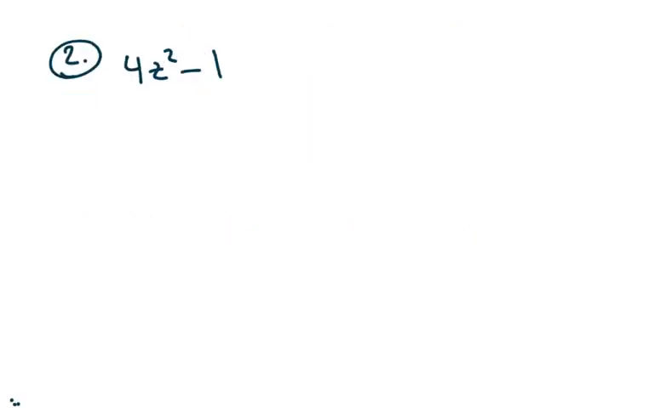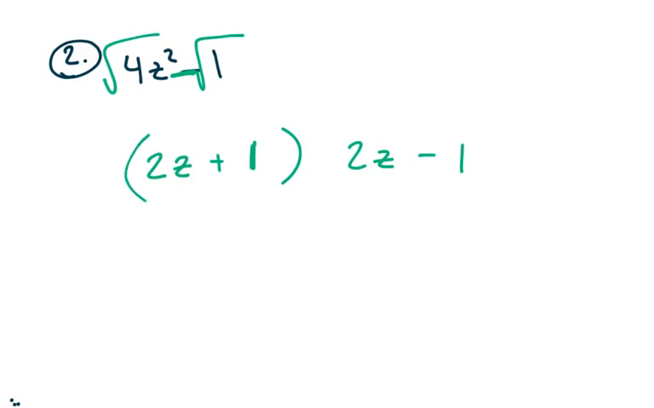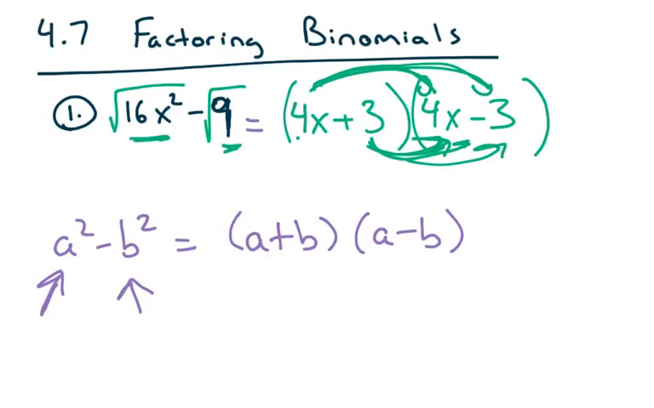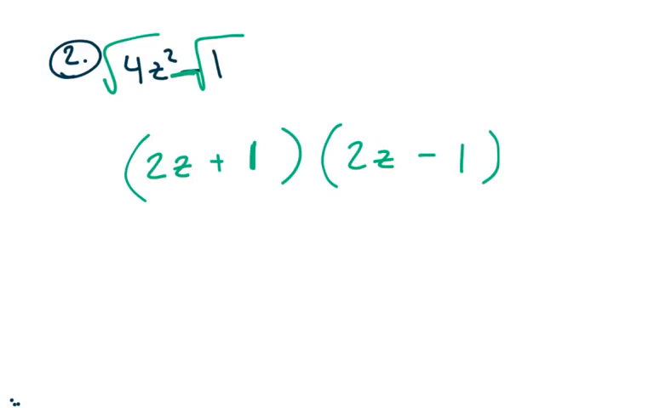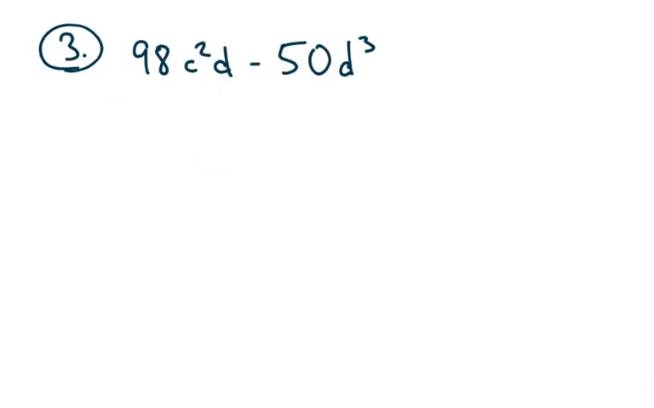So here we have 4z squared minus 1. Again, because I can take the square root of both of these, and there's a minus sign, this breaks down to the square root of 4z squared, which is 2z, and the square root of 1, which is just 1, plus or minus. And the order doesn't matter. It could go plus, minus. I think in the previous video, plus and minus as well. The order doesn't matter. Okay, let's keep going.